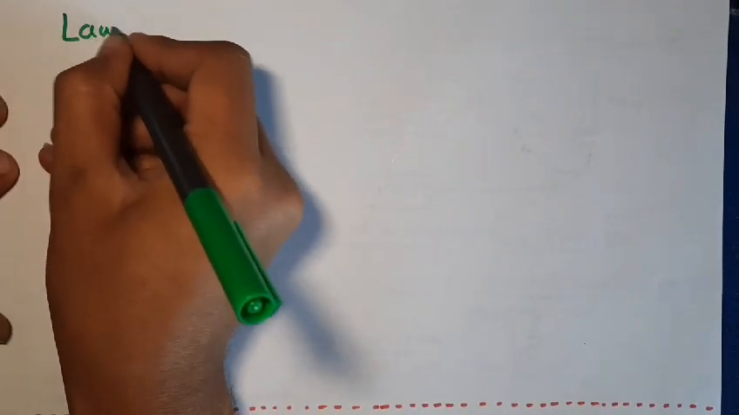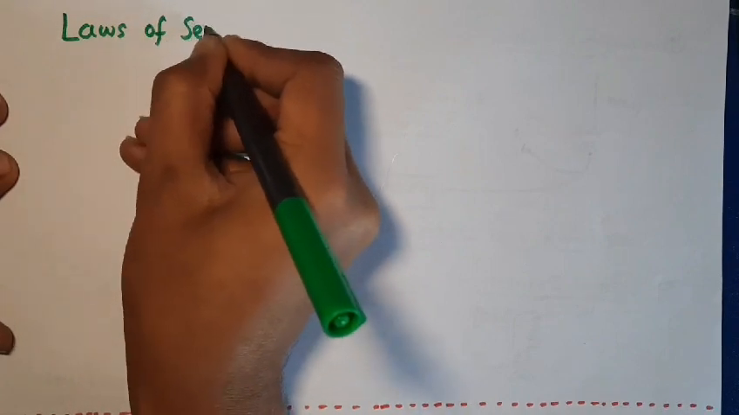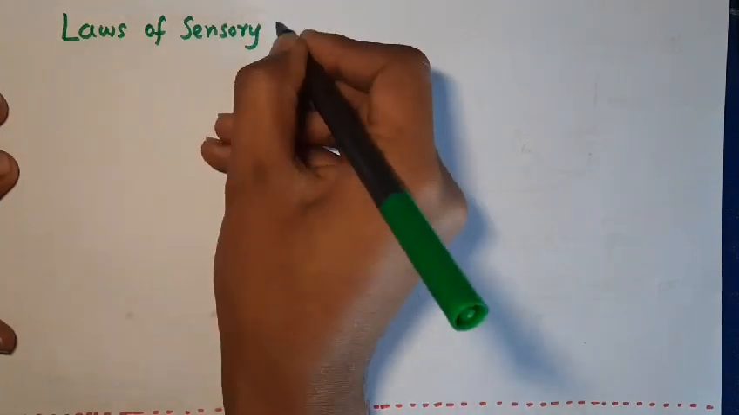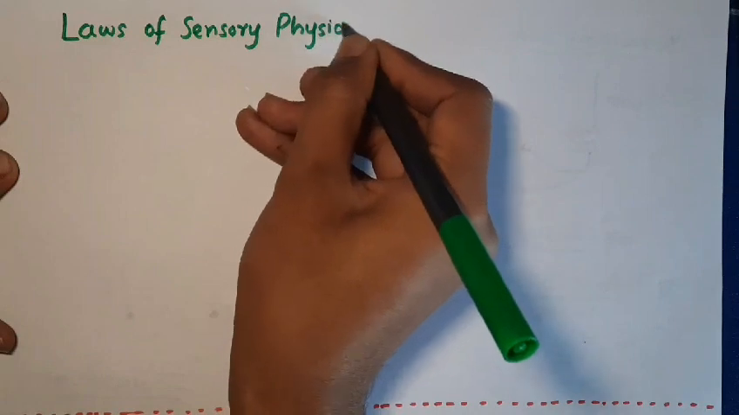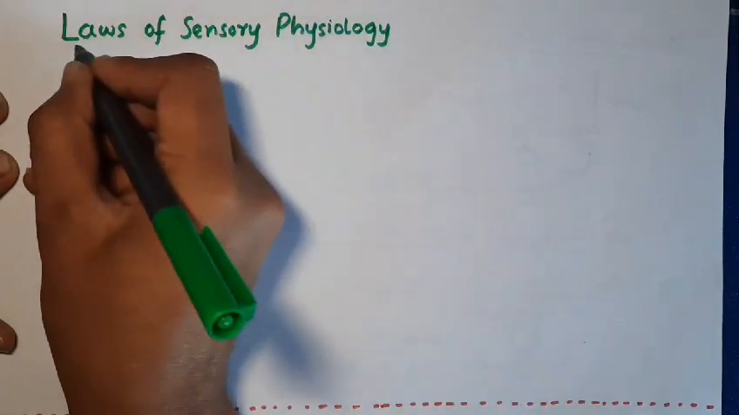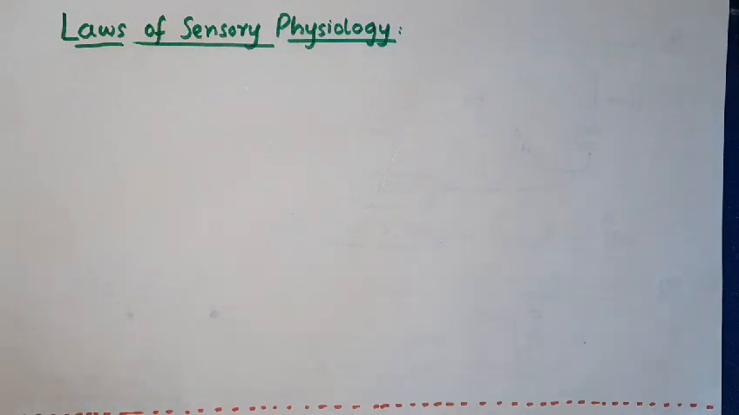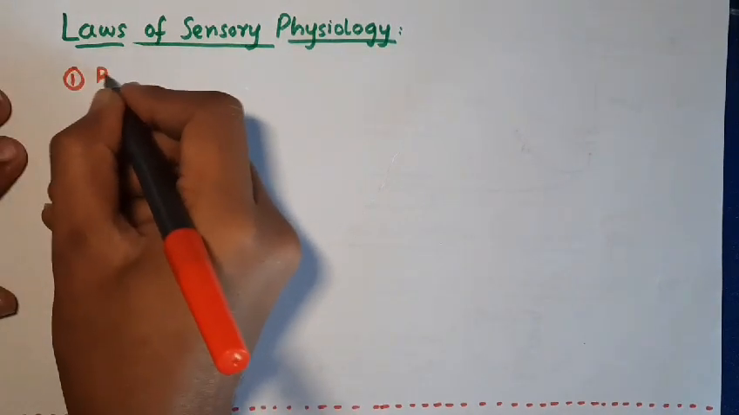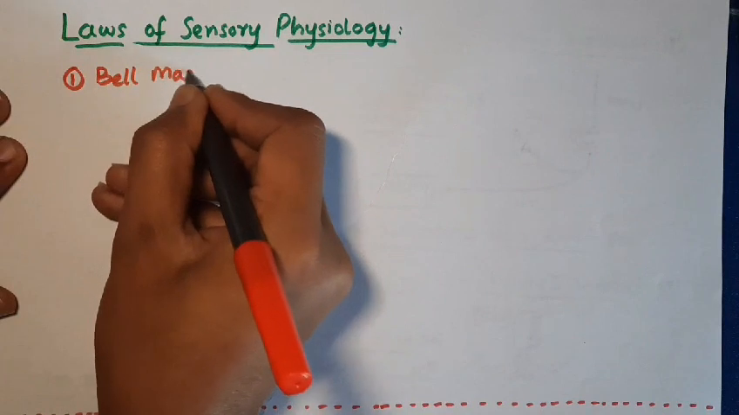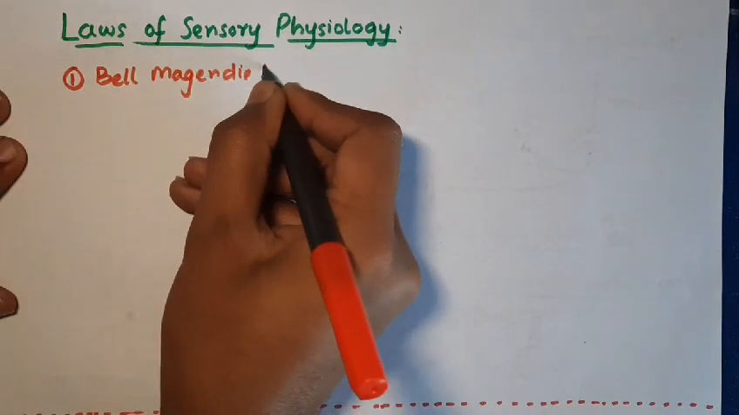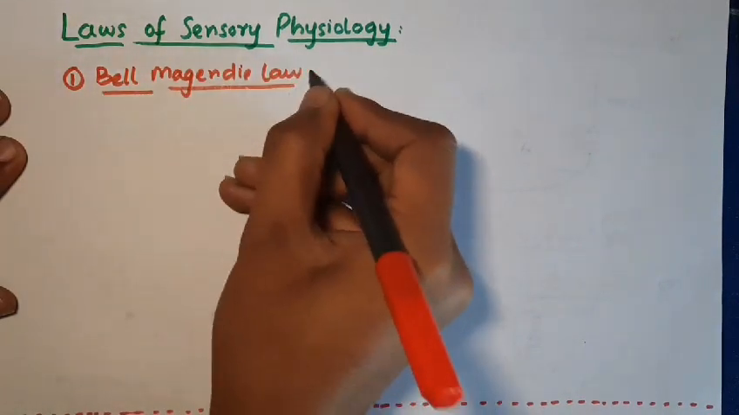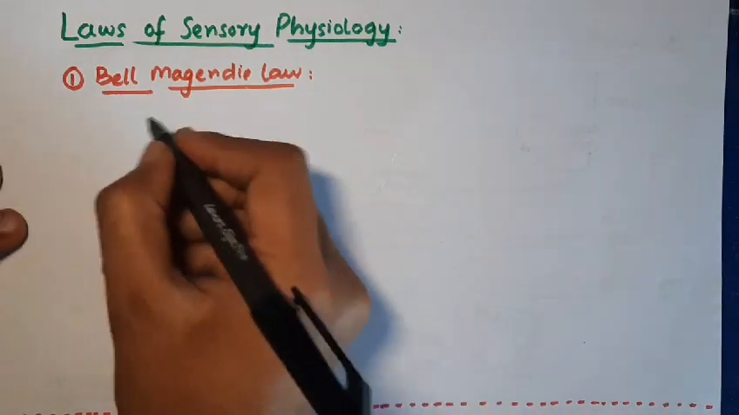Now let us discuss the last topic of central nervous system, that's laws of sensory physiology. There are certain laws which govern the different concepts in sensory physiology. So let us start with a basic law. It's called Bell-Magendie law. Bell-Magendie law is related to the spinal cord.